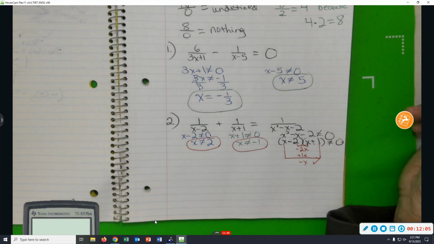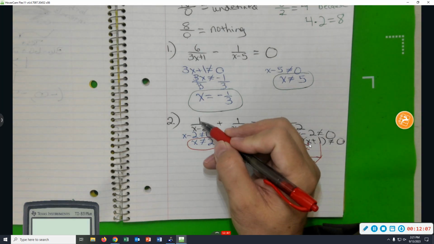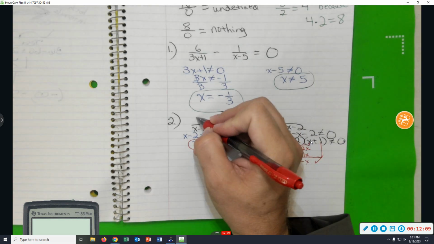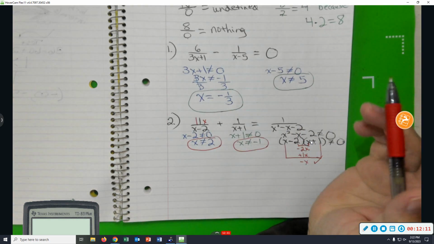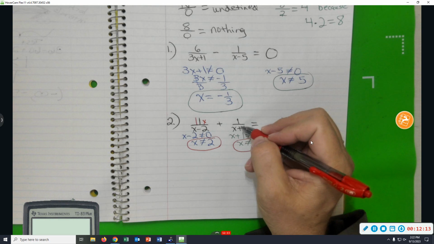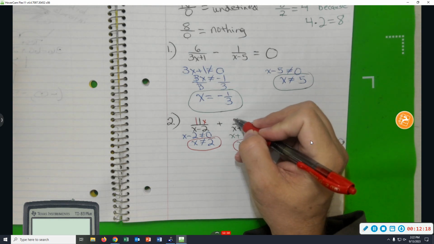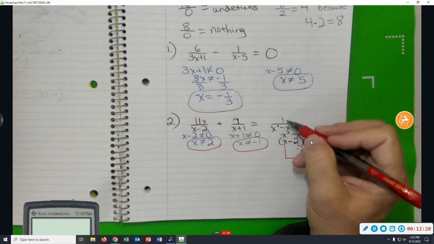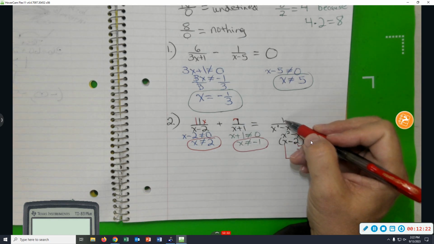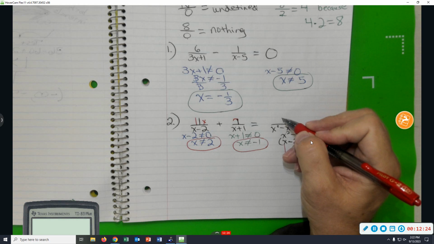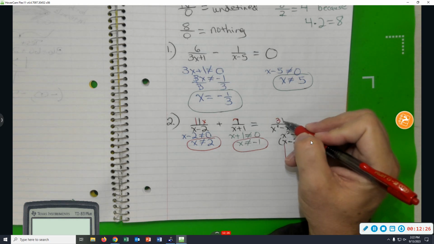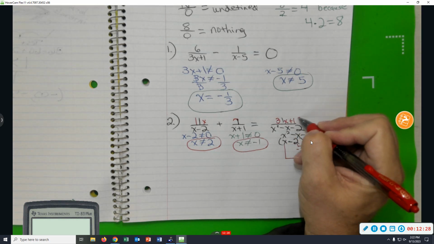I'm going to change the problem. I'm going to change this 1 here to an 11x. Don't write this down. I'm going to change this 1 here to a 7. And I'm going to change this 1 here to a 31x plus 15.